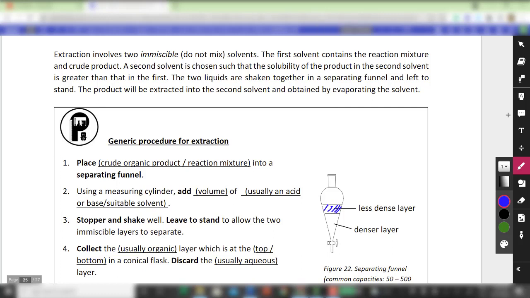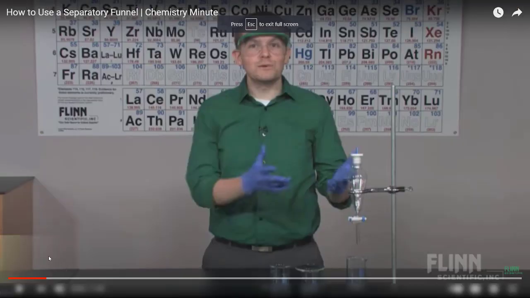Usually after you shake the separating funnel, you need to leave it for a while for the two liquids to separate. Once they separate, you can release one liquid off, or rather you can drain one of the solutions off, which I'm going to show you in another YouTube video on how to use a separatory funnel.